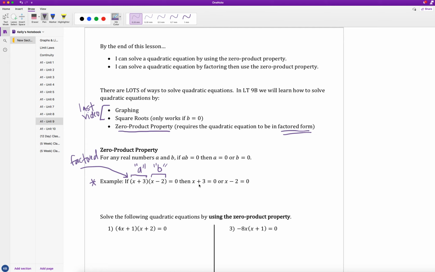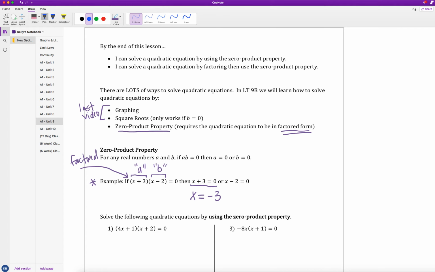Then what the zero product property tells us is that x plus 3 equals 0 or x minus 2 equals 0. So when I have a product of two or more things and they are set equal to 0, then it means that one of those factors has to be equal to 0. What this allows us to do is take a quadratic equation and break it apart into two linear equations which we can solve. So for this first example of x plus 3 equals 0, we can solve this for x by subtracting 3 to the other side and getting x equals negative 3.